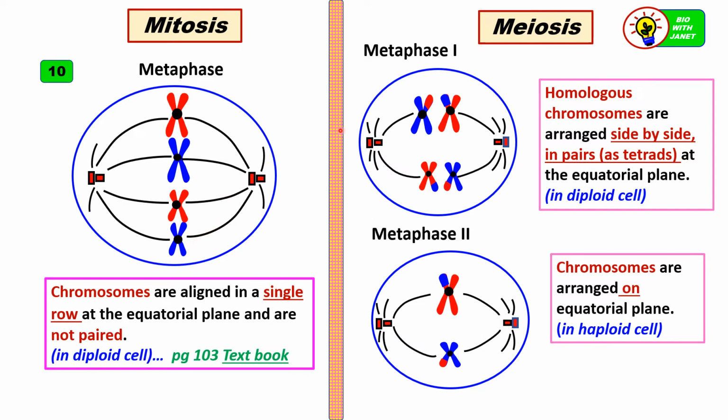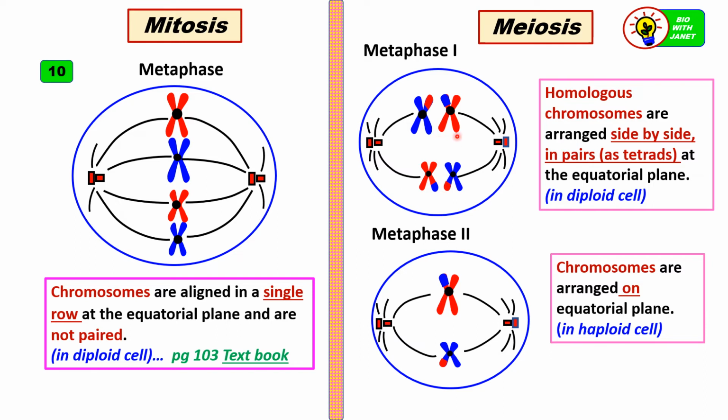Now let's look at metaphase 1 of meiosis. So in metaphase 1 of meiosis, homologous chromosomes are arranged side by side in pairs at the equatorial plane in the center of the cell. So this is very different from metaphase of mitosis. Now in metaphase 1, it's like asking students to line up in pairs, right? One after the other. So there are 2 students together, side by side.